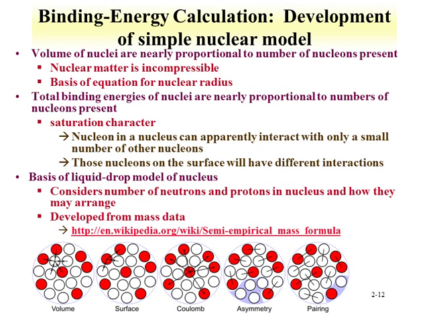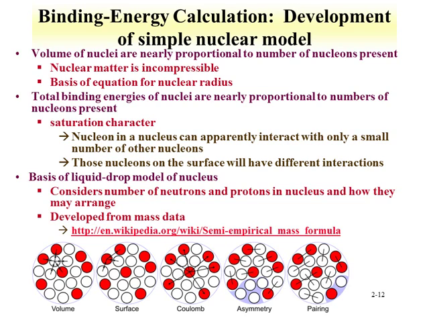We can now take some of this fundamental information and develop a simple nuclear model. And the simple nuclear model we're going to use to calculate binding energy. Some of the concepts of the model will say that the volume of the nuclei is basically proportional to the number of nucleons present. Nuclear matter isn't very compressible, and this is the basis of an equation for nuclear radius. We'll also say that the total binding energy is fundamentally proportional to the number of nucleons present. There are some variations in this.